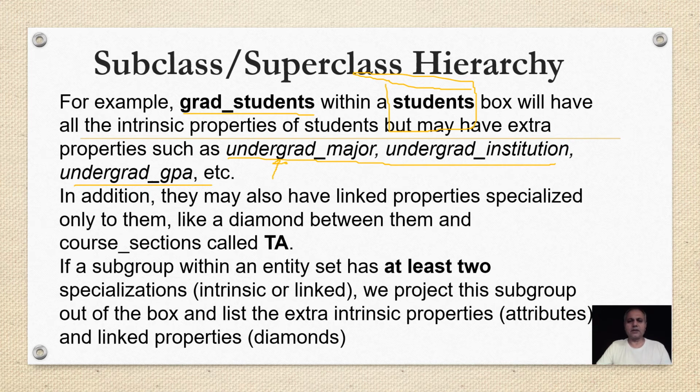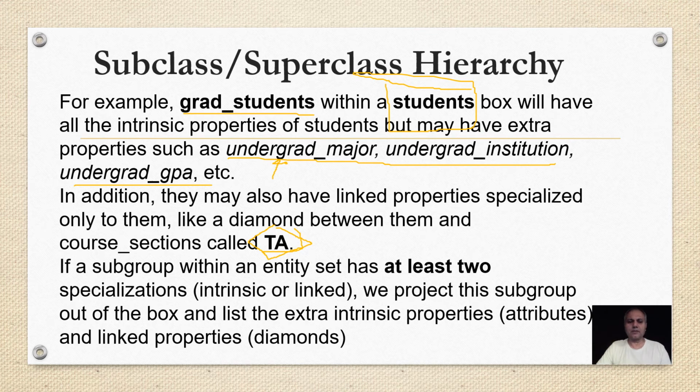Further, let's suppose they also have linked properties that only relate to them. Like, for example, they are linked to course sections in a link called TA for teaching assistant. So this would be a diamond that would only be applicable to the grad students within the students box.